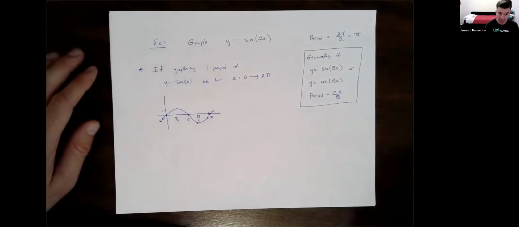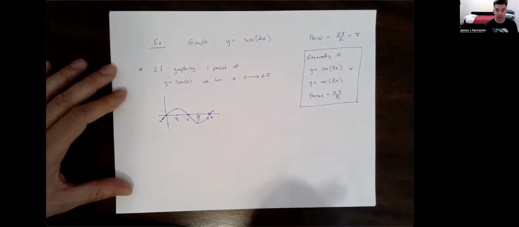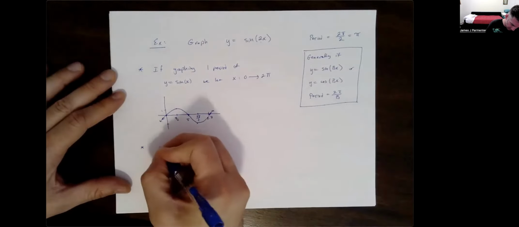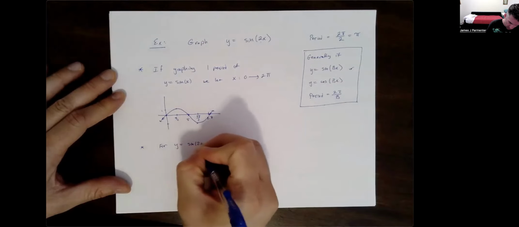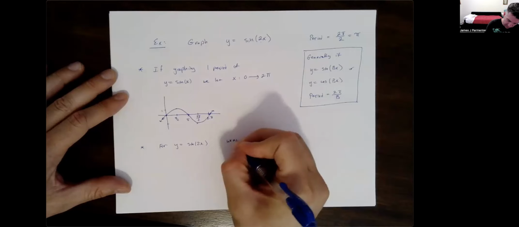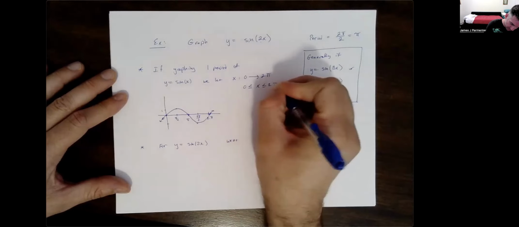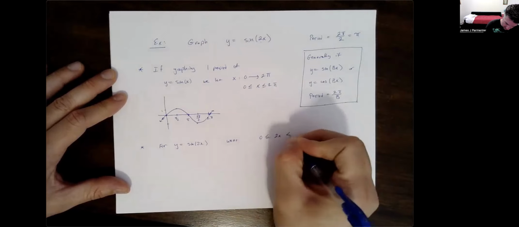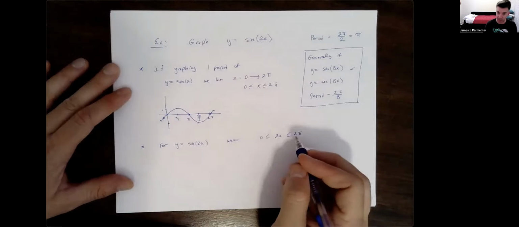But now here's the thing. If we're graphing sine of 2x, we are calling our angle 2x, right? 2x is the thing we are taking sine of. So 2x is the angle. So now for y equal to sine of 2x, we want our angle 2x to go from 0 to 2 pi. So 2x is greater than or equal to 0, all the way up to 2x being less than or equal to 2 pi, and everything in between.